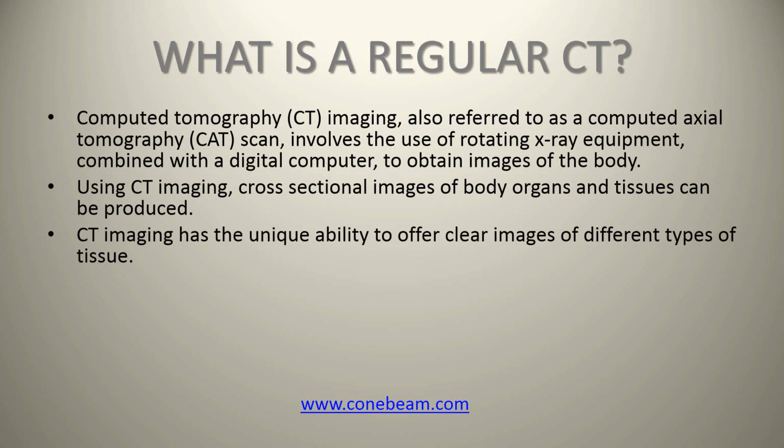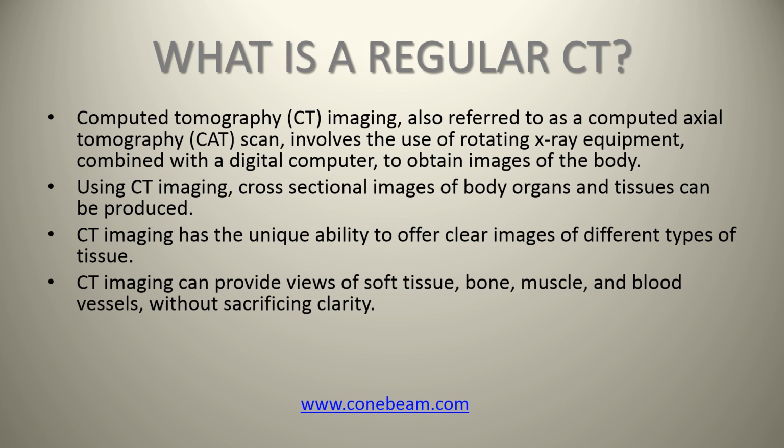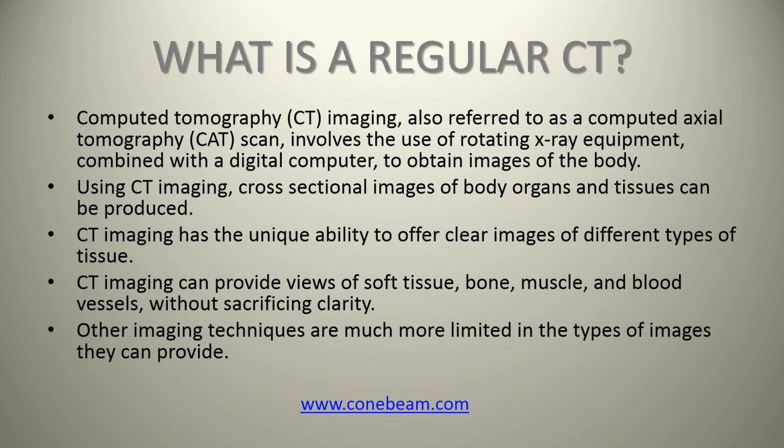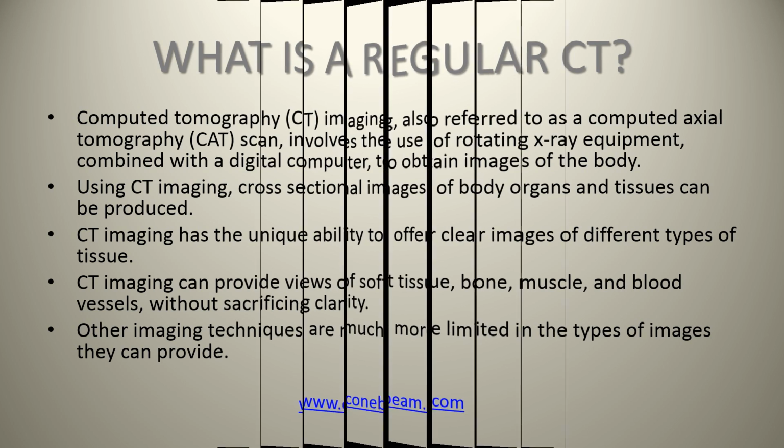CT imaging has the unique ability to offer clear images of different types of tissue. CT imaging can provide views of soft tissue, bone, muscle, and blood vessels without sacrificing clarity. Other imaging techniques are much more limited in the types of images that they can provide. And these are all true. Going back to the last point, what you need to realize is that you can provide views of soft tissue, bone, muscle, blood vessels without sacrificing clarity. But remember, when you want more clarity, it means a higher radiation dose for the patient.